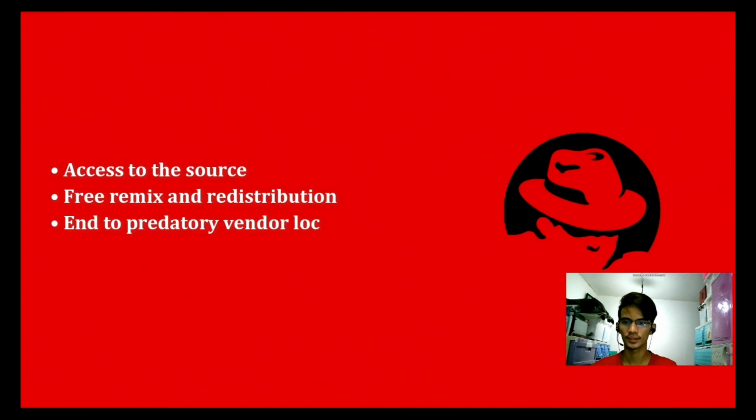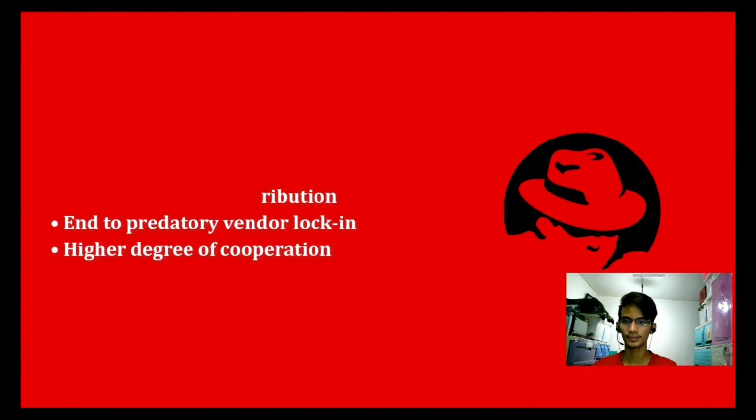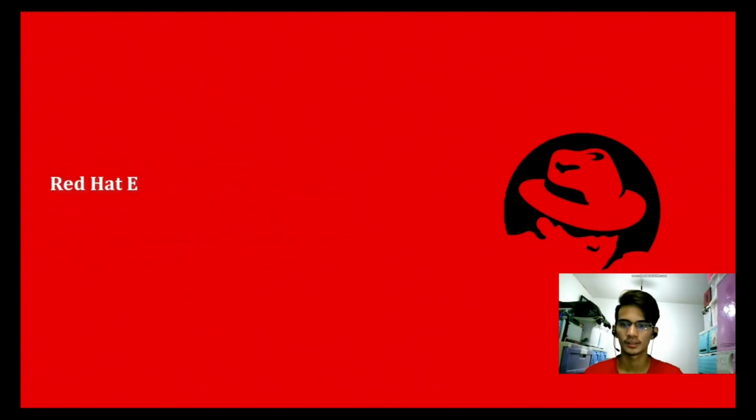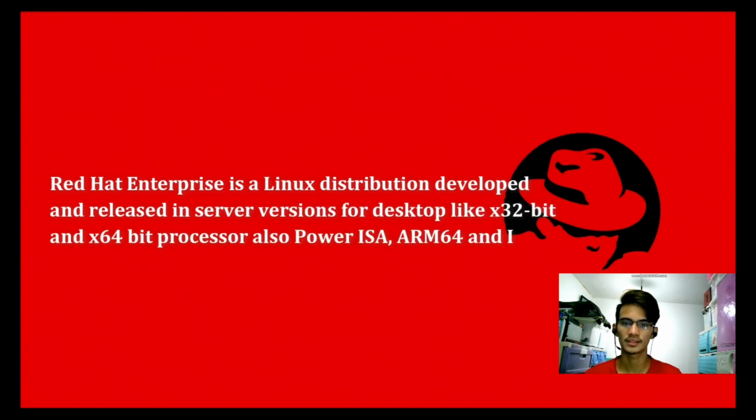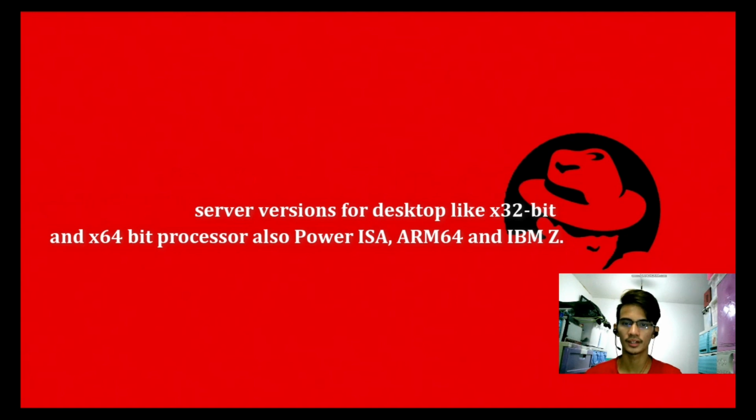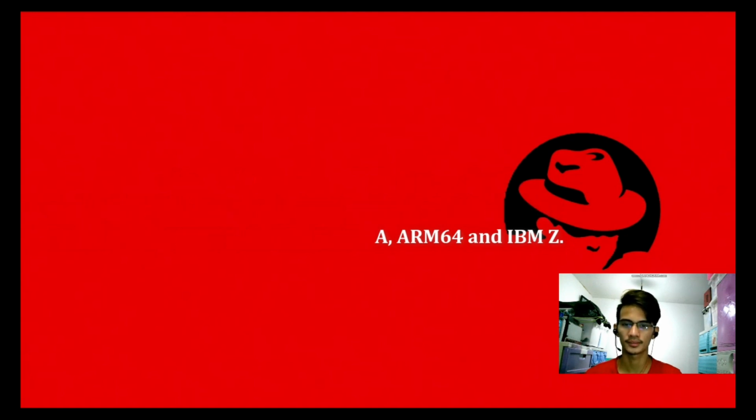Access to the source, free remix and redistribution, and no predatory vendor lock-in. Higher degree of cooperation. Red Hat Enterprise is a Linux distribution developed and released in several versions for desktop, like 32 and 64-bit processor, also Power ISA, ARM64, and IBM Z.